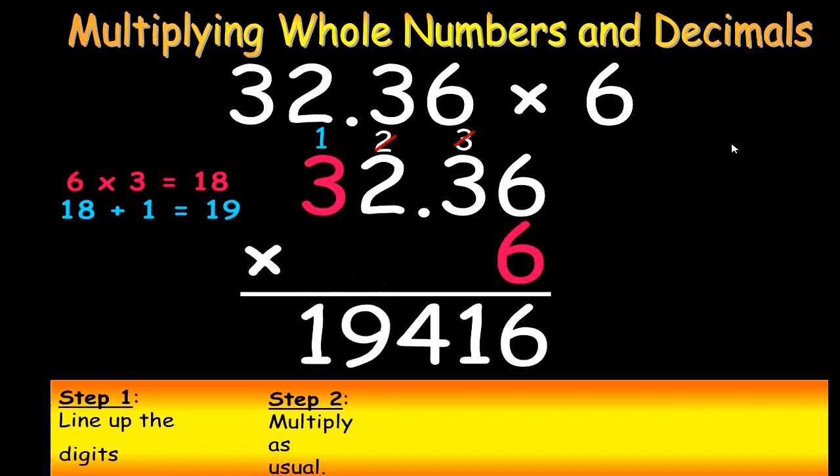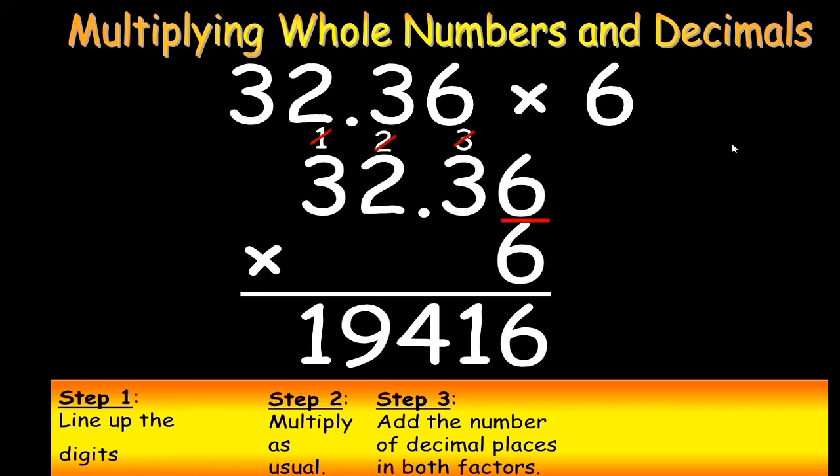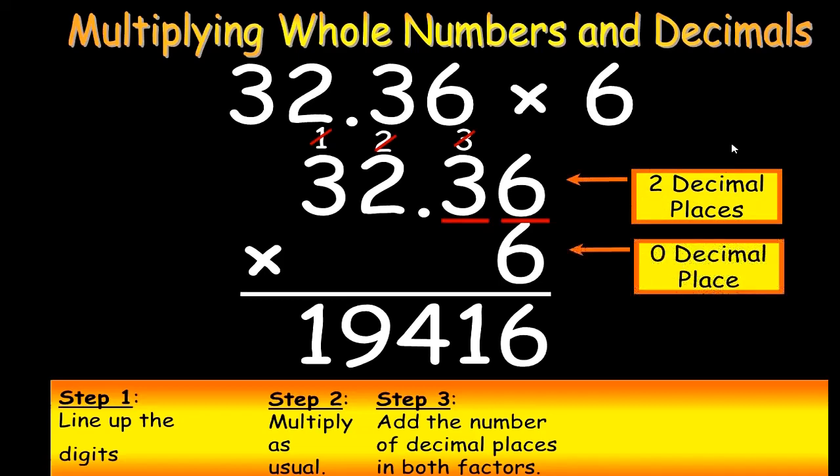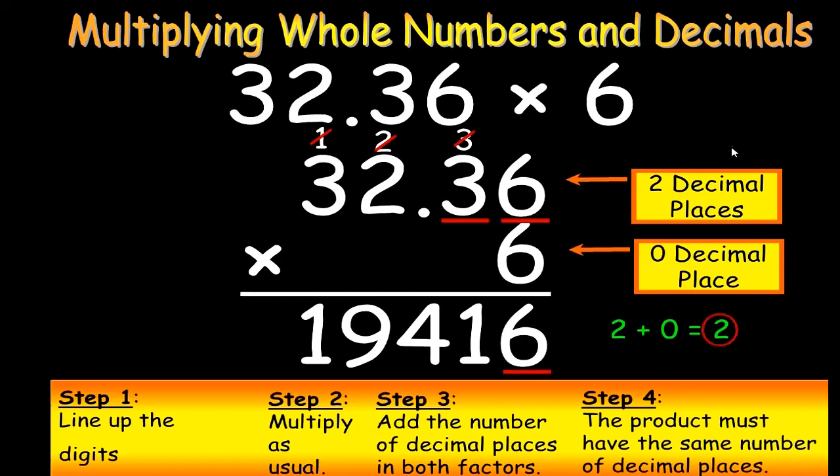The last step, when we multiply decimal by whole numbers, we have to place the decimal point in the product. So we will add the decimal places in both factors. In the first number, there are 2 decimal places. In the second factor, 0 decimal place. So there are 2 decimal places. In the product, we will count 2 digits, then we will place the decimal point. 1, 2, then put the decimal point, so the product will be 194 and 16 hundredths.